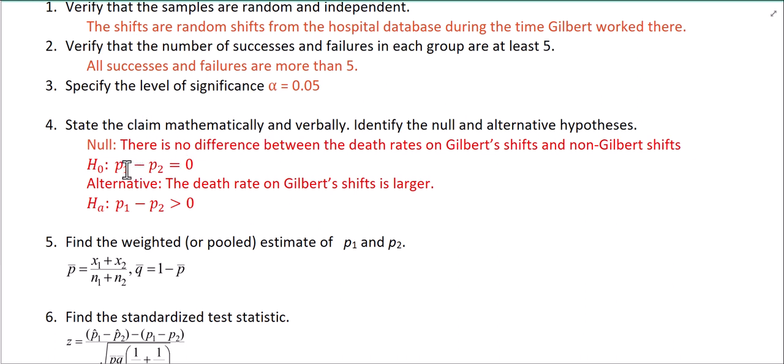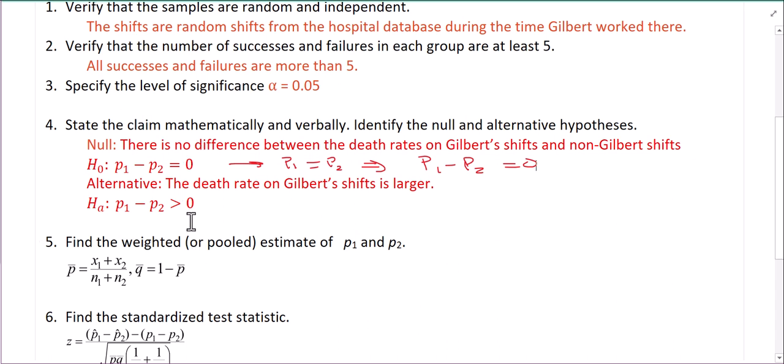Now you might be wondering, why are we doing P1 minus P2? Another way to say the null hypothesis would be that the death rates are the same. But if you say that the death rates are the same, then what are you really saying? When we say that the death rates are the same, we are saying that P1 is equal to P2. And then when you subtract P2 from both sides, you get P1 minus P2 equals 0. So saying that the death rates are the same essentially means that there's no difference. Because we want to look at the difference, that's why we go straight to that.